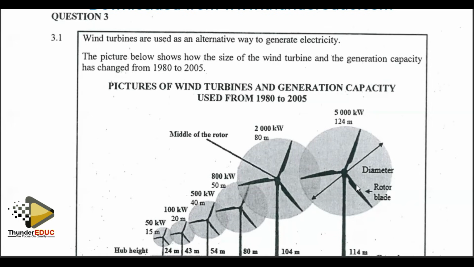All right, question number 3. Wind turbines are used as an alternative way to generate electricity. The picture below shows how the size of the wind turbines and generation capacity has changed from 1980 to 2005.